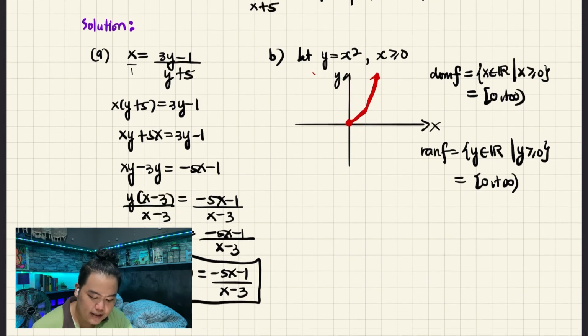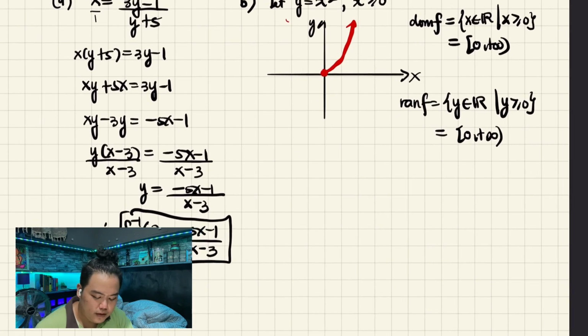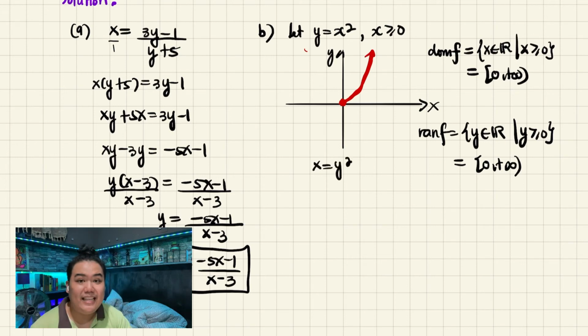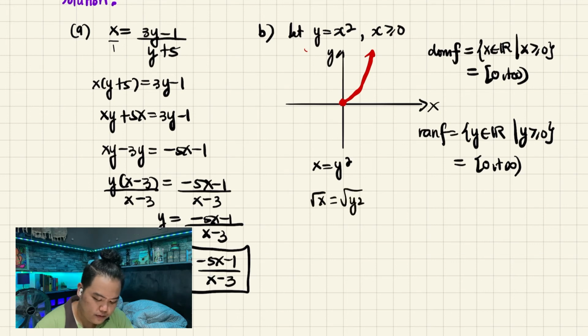Okay, so hanapin na natin yung inverse. So, anong gagawin? Si-switch mo lang yung roles ni x at y. So, magkakaroon ka ng x equal to y square. And then, solve for y. Ang magsi-square root ng both sides, no? Yes, so ang iisipin nyo dito ay y is equal to plus minus the square root of x.